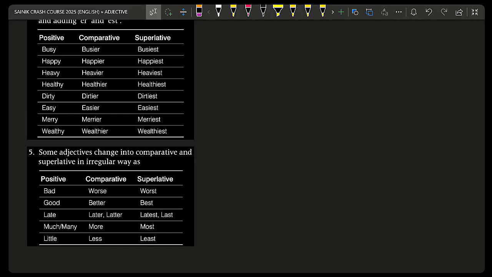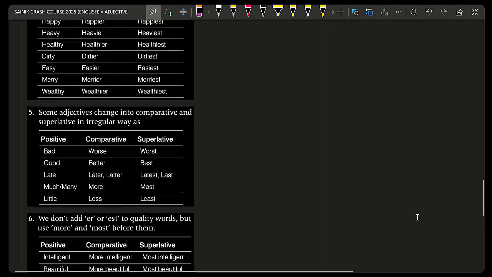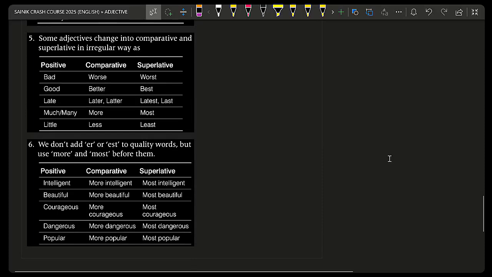And next, we don't add er and est to quality words. Quality words means words describing quality, like intelligent, beautiful, etc. We don't add er and est to quality words, but use more and most before them. Intelligent, you have to say more intelligent, most intelligent. You cannot add er and est here. Beautiful, more beautiful, most beautiful. Courageous, more courageous, most courageous. Dangerous, more dangerous, most dangerous. Popular, more popular, most popular.